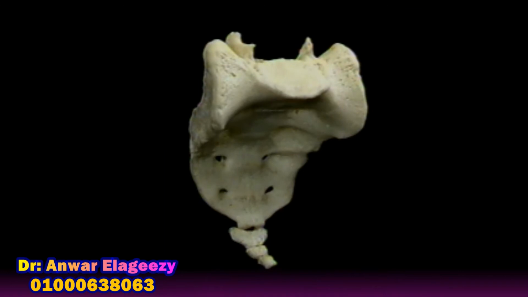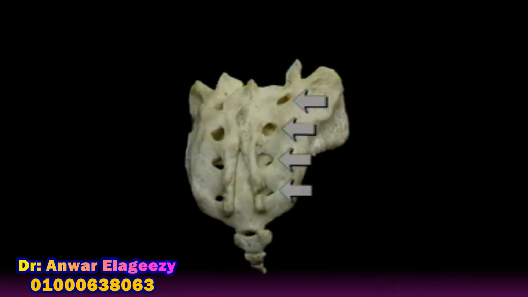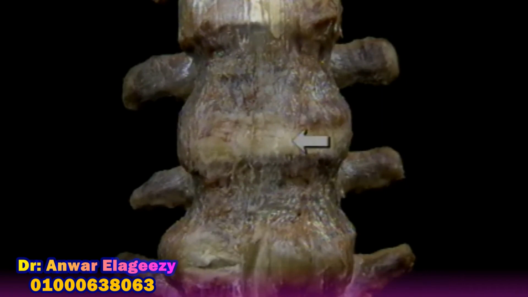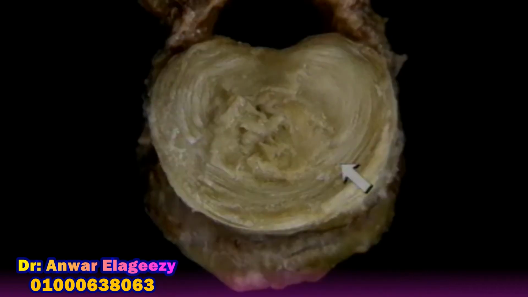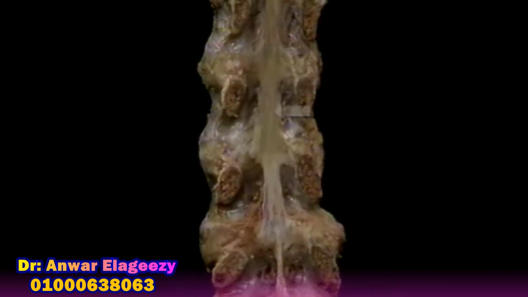Here's the sacrum, the coccyx, the pelvic sacral foramina, the dorsal sacral foramina, and the sacral hiatus. Here's an intervertebral disc, the annulus fibrosus, and the nucleus pulposus. Here are the interspinous and supraspinous ligaments, the ligamentum flavum, the posterior longitudinal ligament, and the anterior longitudinal ligament.